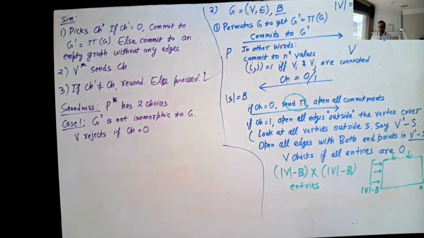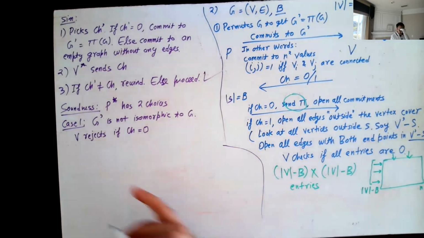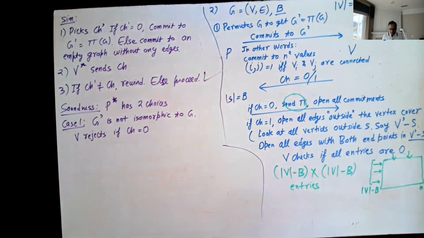So in the first step, the dishonest prover is supposed to commit to a graph, G prime. This graph could be anything, right? But there are only two possibilities. Either this graph G prime is not isomorphic to G, and in that case, the verifier rejects if the challenge is 0. Because if the challenge is 0, you need to show isomorphism.